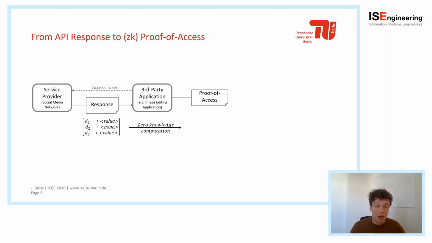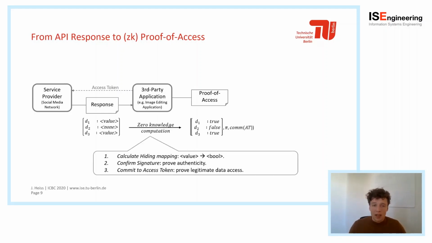Zero-knowledge computation allows a prover to convince a verifier that a certain computation has been correctly executed without revealing the computation itself nor a private input to this computation. And in our case, we execute three operations in this zero-knowledge computation that are: we calculate the hiding mapping, so we replace every value that has been returned with a true and every value that has not been returned with a false.